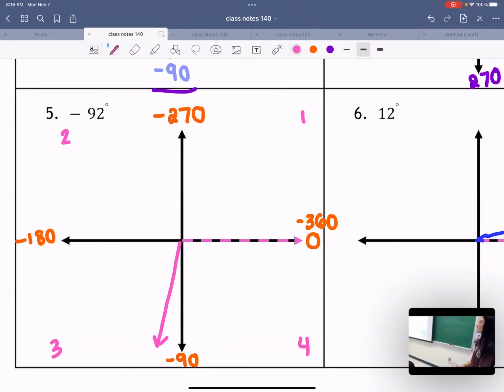And I'm still going clockwise because I have a negative angle. So I'm going to start at my initial side and go to my terminal side. That's what my angle looks like. Any questions on number 5? All right. It doesn't matter to me what method you use to figure out how to draw angles.